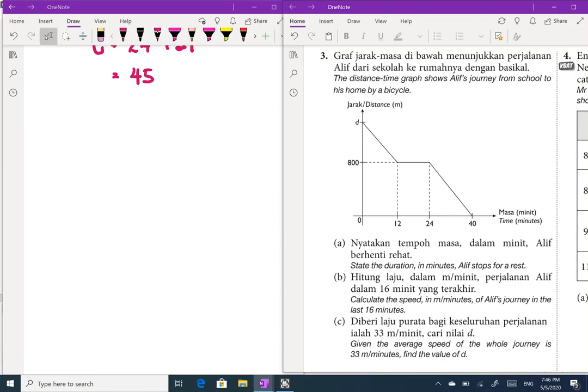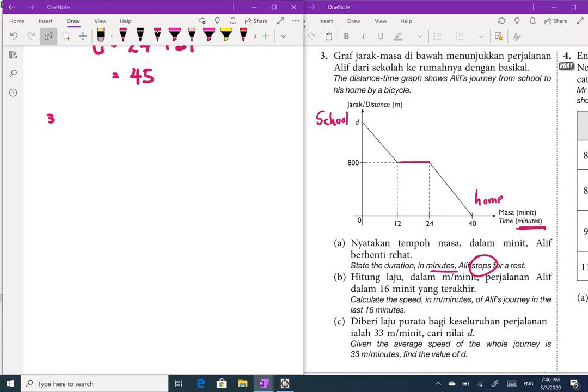The distance time graph. So Alif's journey from school to his home. He starts from school and goes back home by a bicycle. The duration is in minutes, no problem. Alif stops for a rest. Stop means it's a horizontal line.